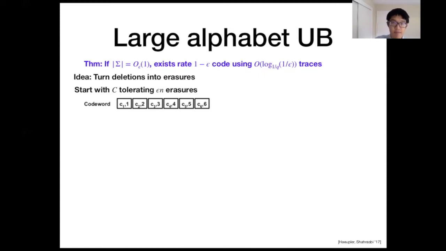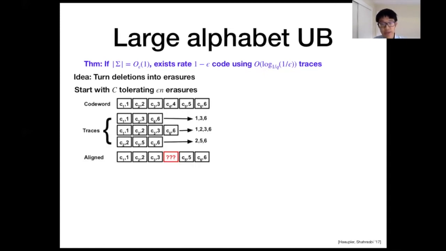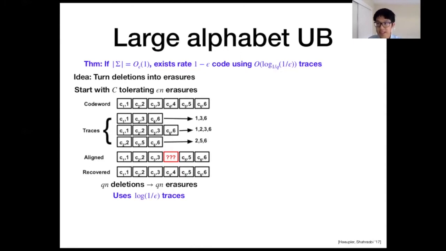Now when you send this through the deletion channel, you get a bunch of traces, and for each symbol in each trace, you know exactly which symbol it came from because it's got its index attached to it. And then you can just align the traces and figure out what each of the symbols are. The only time you don't know a symbol is when it got deleted in every trace. And in that case, you just use the fact that C tolerates some erasures to correct those erasures. So this is basically the same thing that happens in the erasure channel trace reconstruction. And so we've basically turned qn deletions into qn erasures and we can do this in log 1 over epsilon traces.